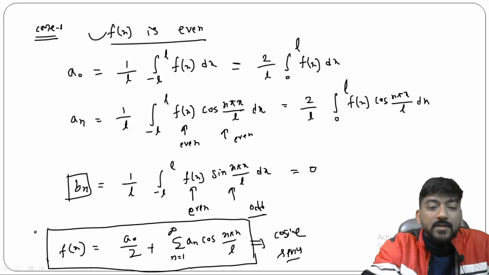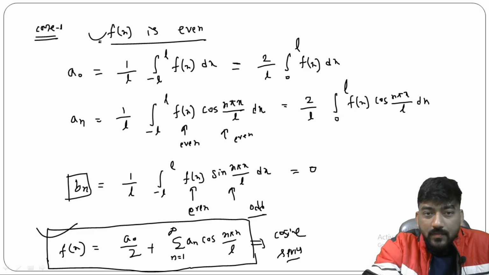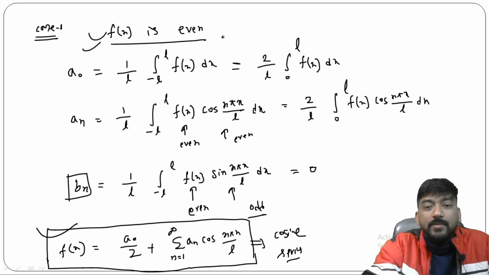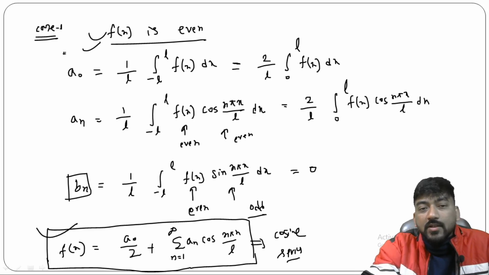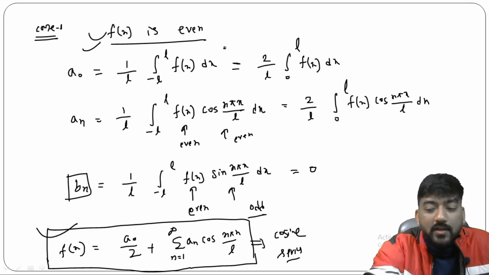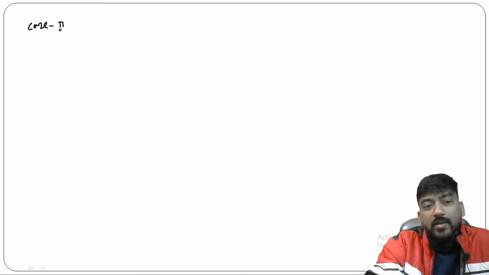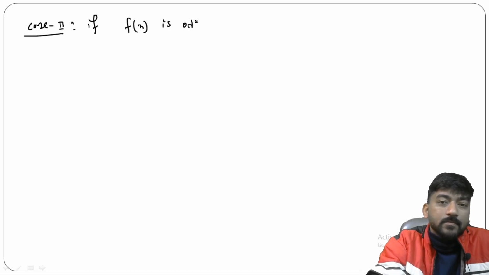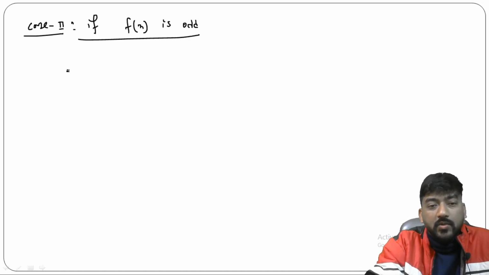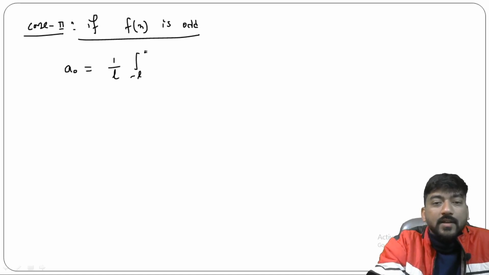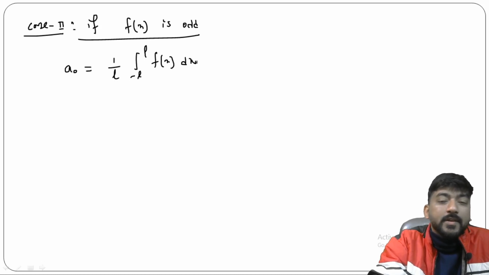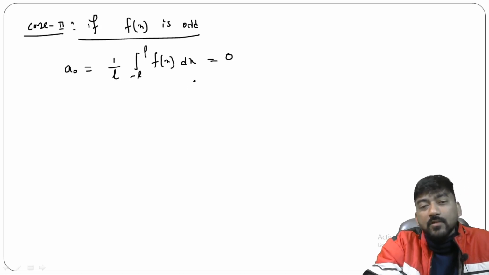Okay, so if our purpose is this, you have to sketch this f of x in such a way that f of x is converted to an even function within the interval minus L to L. Okay, now if f of x is odd, then what will happen? So this will be our case 2, if f of x is odd. You will get a_0 is equal to 1 upon L integration minus L to L f of x dx is equal to 0, because this is an odd function, so the integral of an odd function will always be 0.